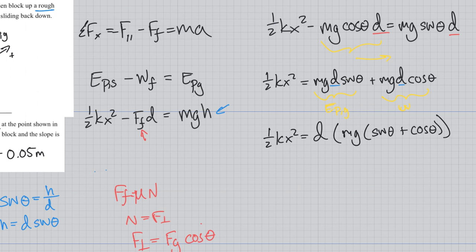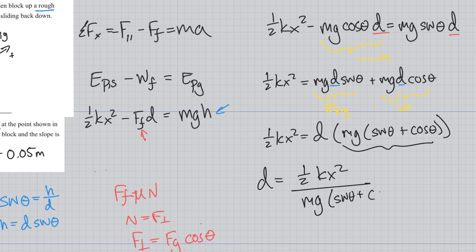It's a lot of algebra with this one, but once we get it set up, it's just algebra working through this. And we're going to get d by itself, so we're going to divide each side by mg sine plus cosine theta. So d equals 1/2 kx squared divided by mg times the sine of theta plus the cosine theta. And all of that is going to give us a distance which is around 11 centimeters or 0.11 meters. And we plug our values in.